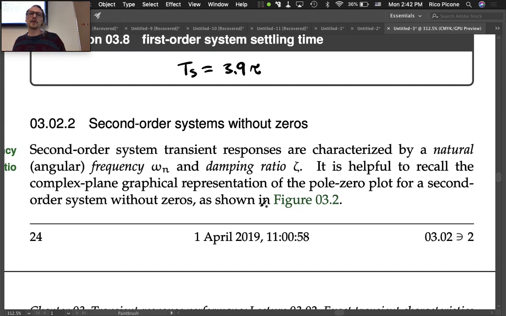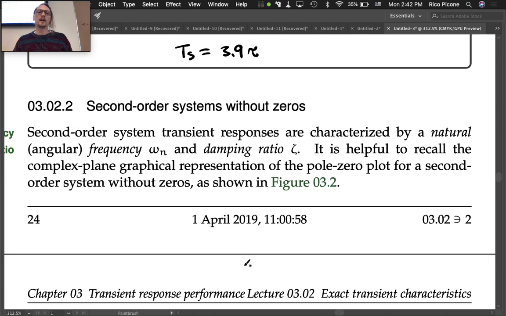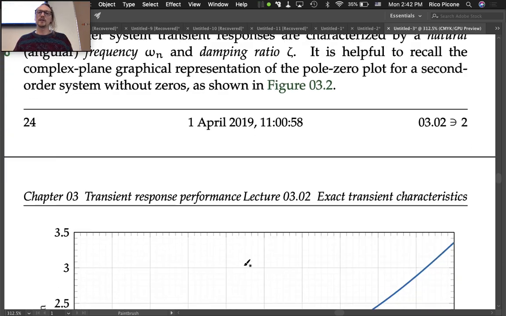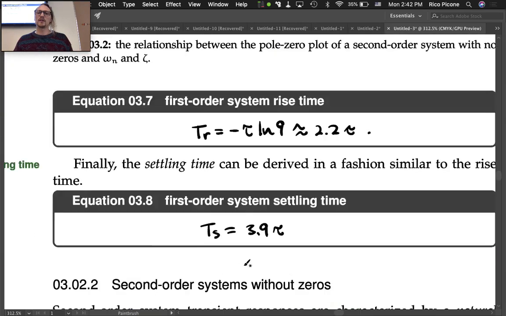Okay, second order systems without zeros. So once again, remember this is without zeros, but we're going to look at second order systems as well. Second order system transient responses are characterized by a natural frequency omega n and damping ratio zeta. It is helpful to recall the complex plane graphical representation of the pole zero plot for a second order system without zeros, as shown in figure 3.2. So that's actually up here.